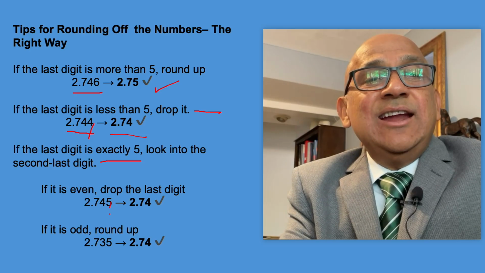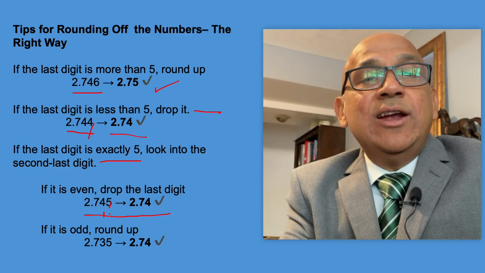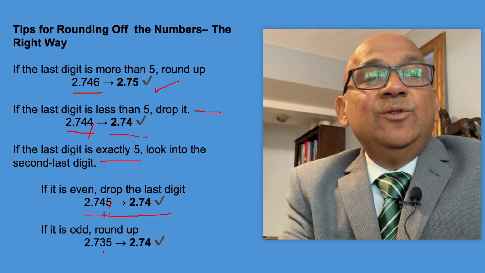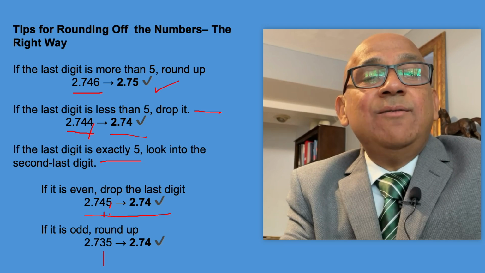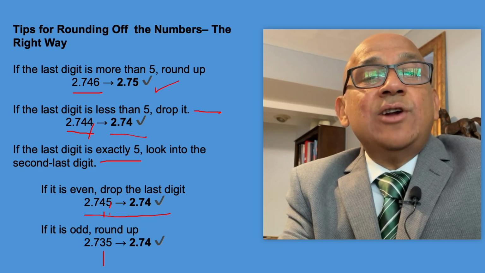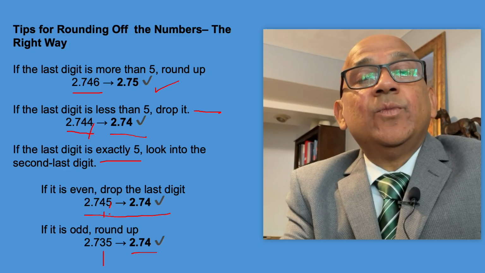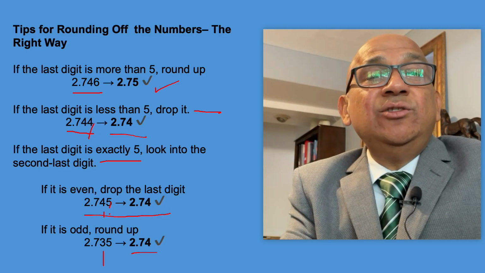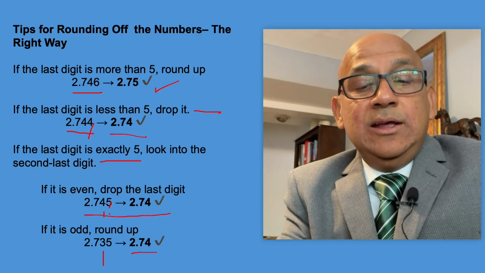And if that second last digit is even, you should drop the last digit. So for example, 2.745, the second last digit is even, so you should drop this 5 and it will be 2.74. On the other hand, if the second last digit is odd, which in this number 2.735, then in this situation you should round it up. This 2.73 should become 2.74. So these are the normal conventions which are very often used in scientific research. So you should follow these rules.